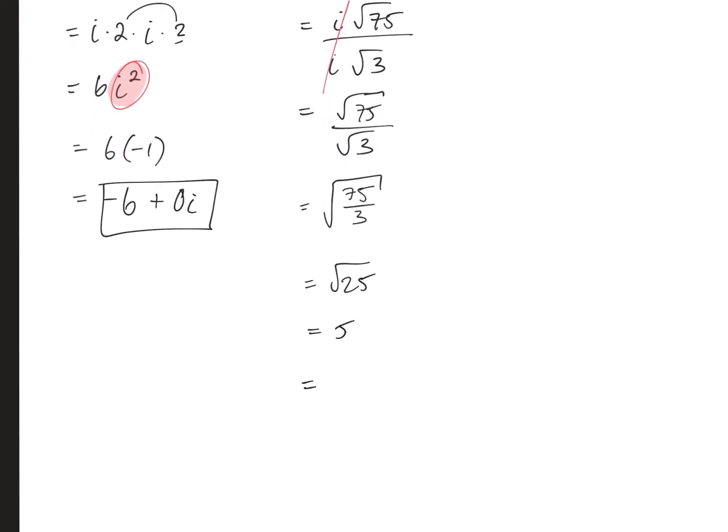Okay, I'm almost done. We need to write this in complex number form. There is no imaginary part. We just have the real number 5, but we still need to write it as complex form, so we write 5 plus 0i.